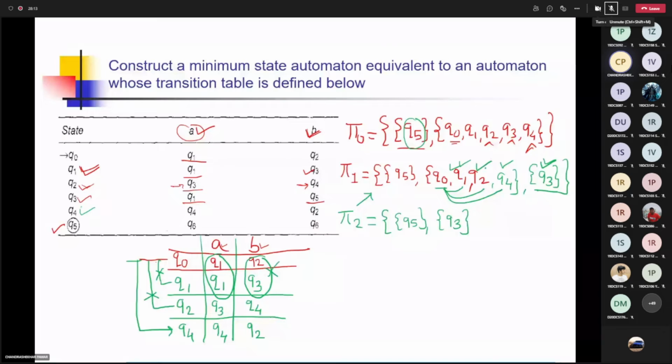The next, Q2 and Q2. One state, so obviously it is within the one set only. It is a single state, Q2, Q2, so it will remain within the one set. So don't worry about that.